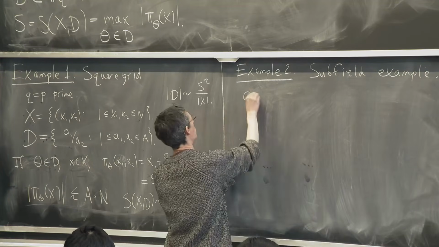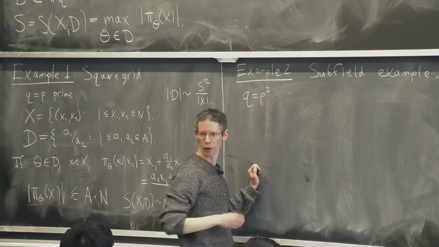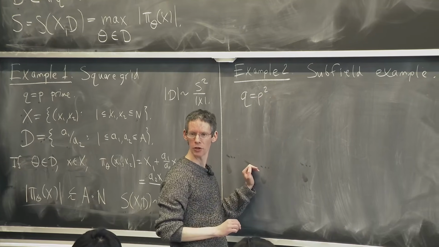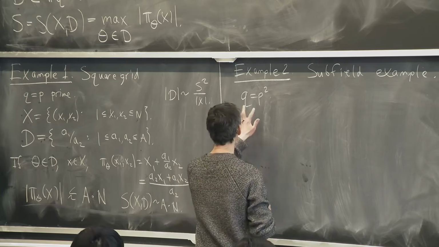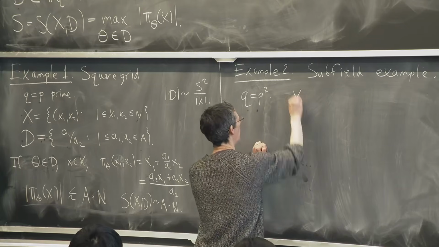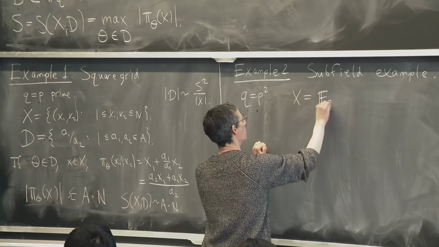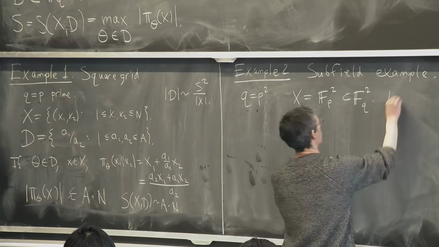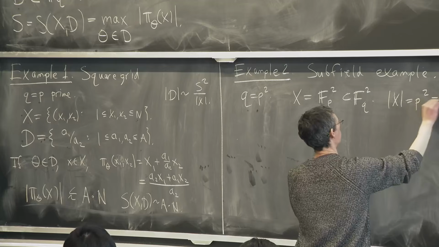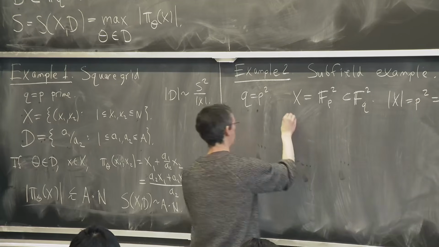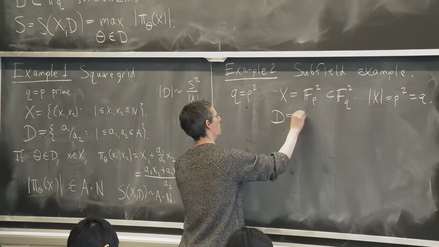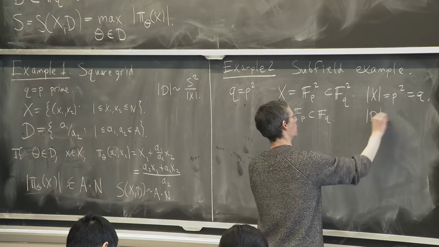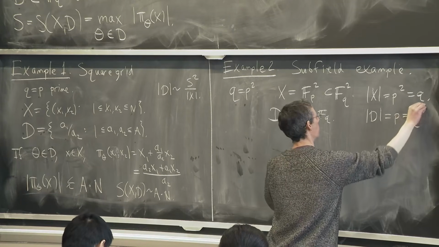So let's say that q is p squared. There are similar phenomena if q is a higher power of p, but the computations are a bit different. So if q is p squared, our set X is going to be F_p squared sitting in F_q squared. So the size of X is p squared, which is q. And our set of directions is going to be F_p, which is sitting in F_q. So the size of our set of directions is p, which is q to the 1/2.